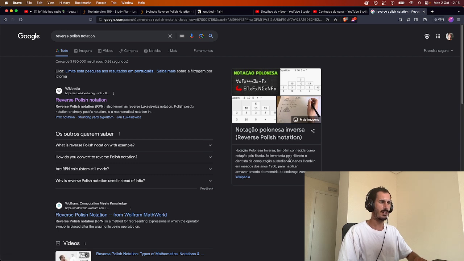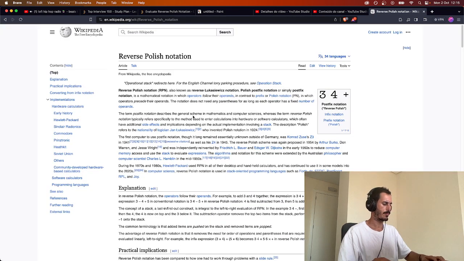Reverse Polish notation was invented by an Australian philosopher and computer scientist called Charles Hamblin in the 1950s to facilitate memory storage. Okay, so he was Australian, so why is it called Polish? I'm actually curious.